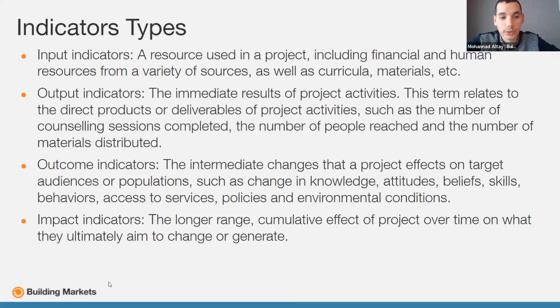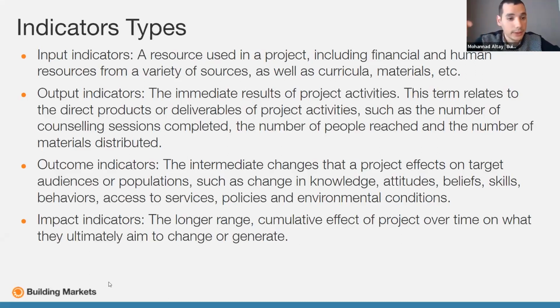Okay, this is what it indicates. This is what it is used for. It just shows how we spend our resources. And the output indicator refers to, or indicates, the immediate result of the project activities. Here I want to make sure we are clear on this. It is the immediate result. It is not the immediate outcome. It is not the immediate impact. This is the immediate result of the project activities.